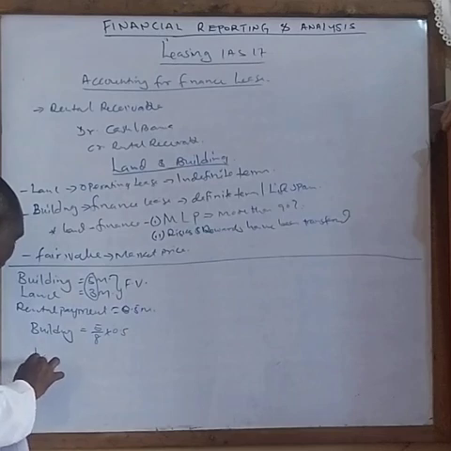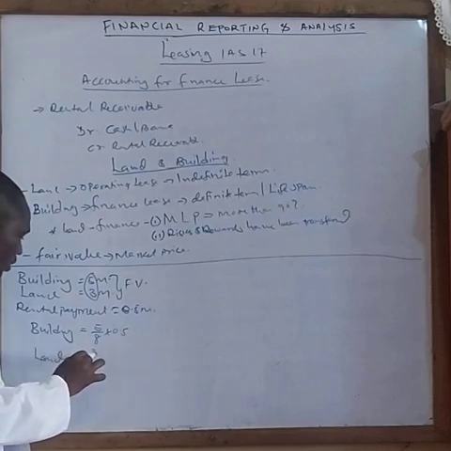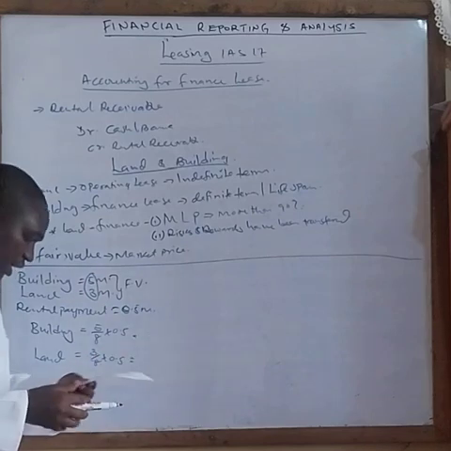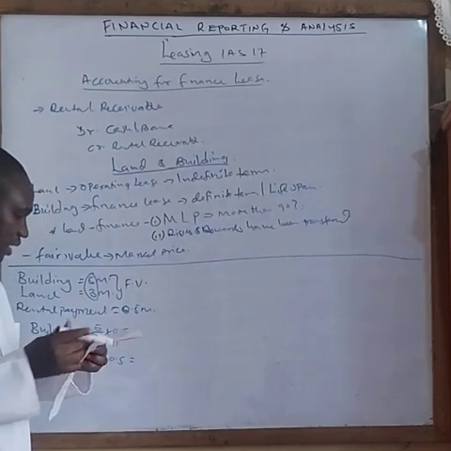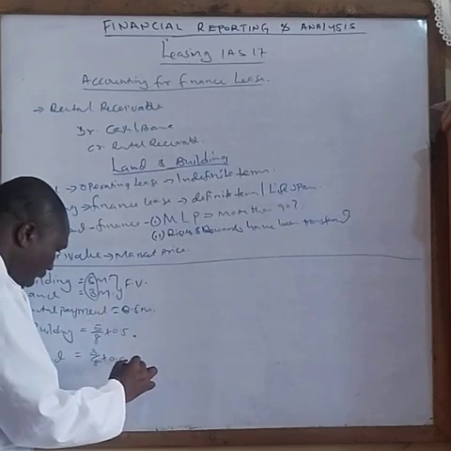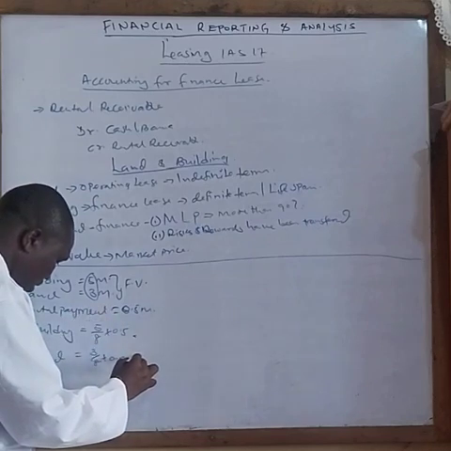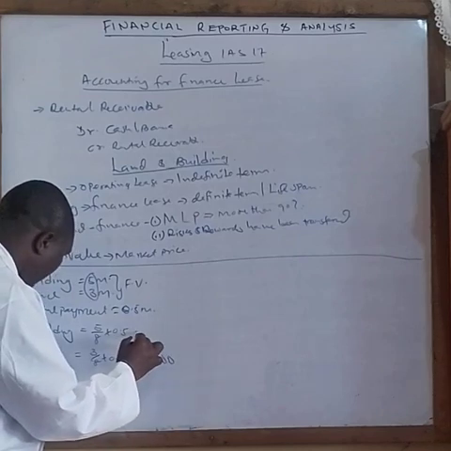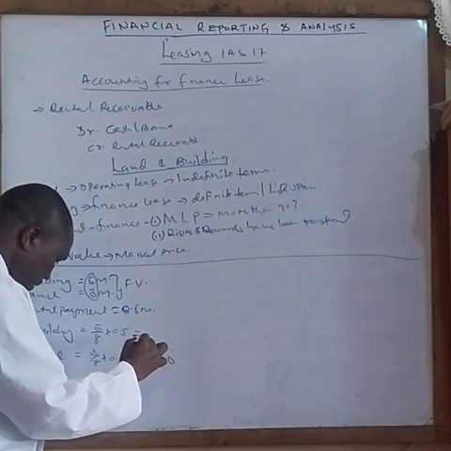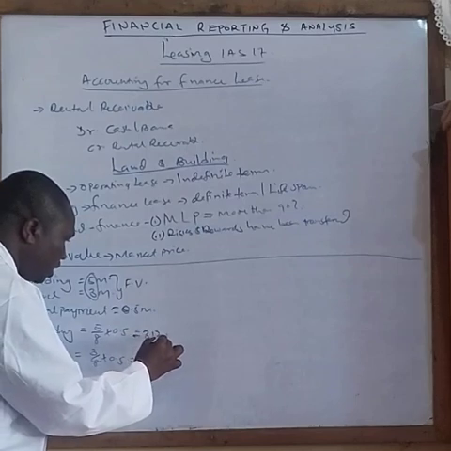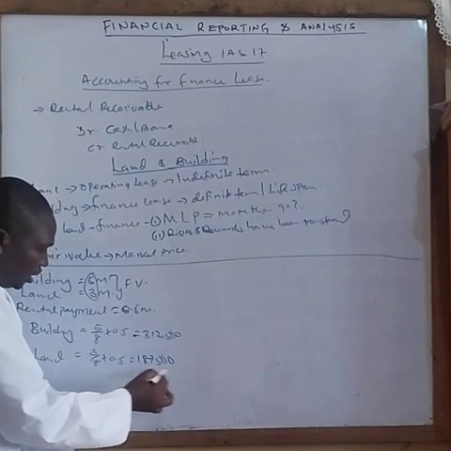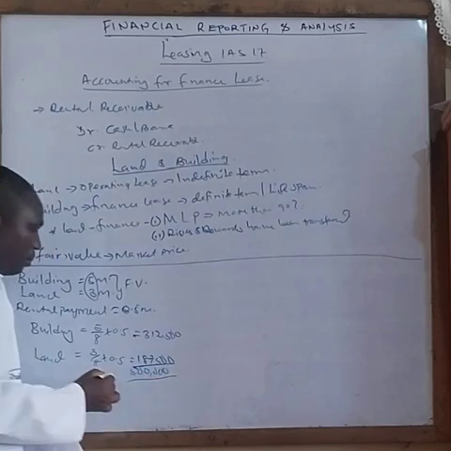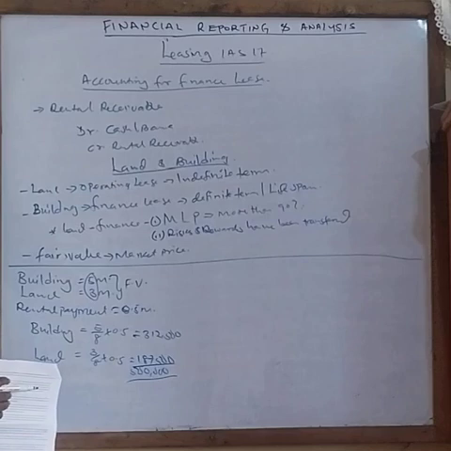Then for the land, I will take now 3 over 8 times 0.5. So when you do the calculation very well, you will find that the land will give you 187,500, this is in millions. And for the building, it will give you 312,500. So that when you add the two, it will give you 500, what? 1,000. What have you done? You have apportioned. And you have now said the building will go to this.